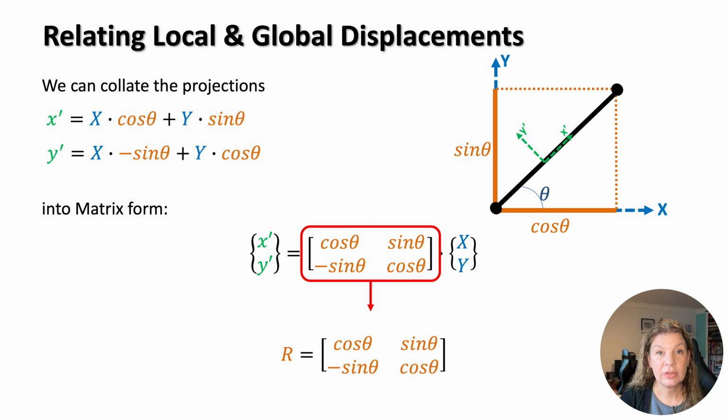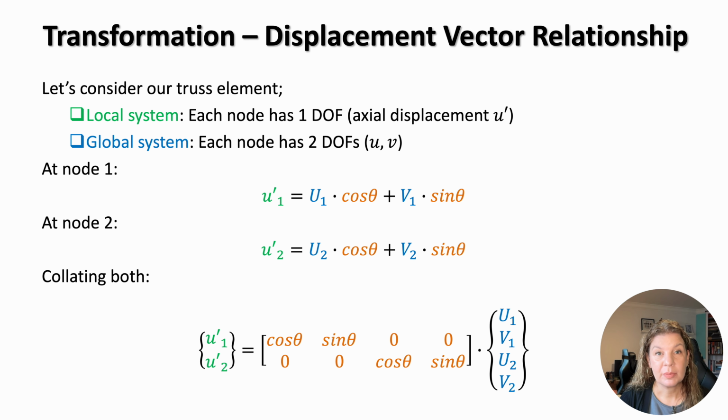This 2 by 2 matrix is called the rotation matrix R. It provides a compact way of expressing how the local coordinate system is related to the global system. And this matrix is the fundamental building block for the full transformation matrix that we will use in structural analysis. In the local system, each node of a truss element has only one degree of freedom, displacement along the axis of the element. In the global system, however, each node can move in two directions, horizontal and vertical, and that means that each node has 2 degrees of freedom in the global system, u and v.